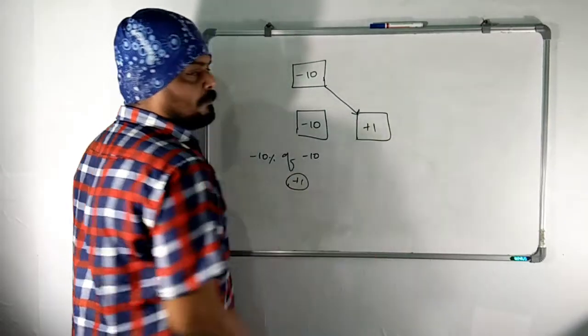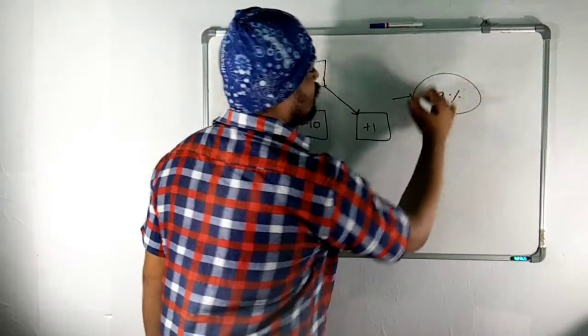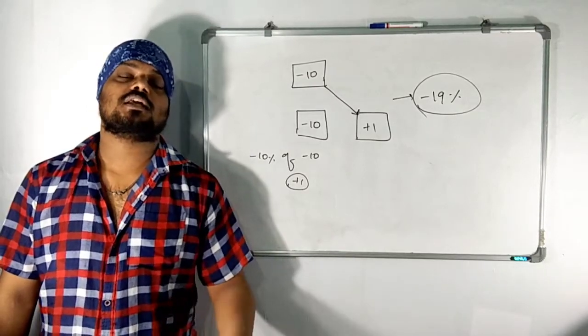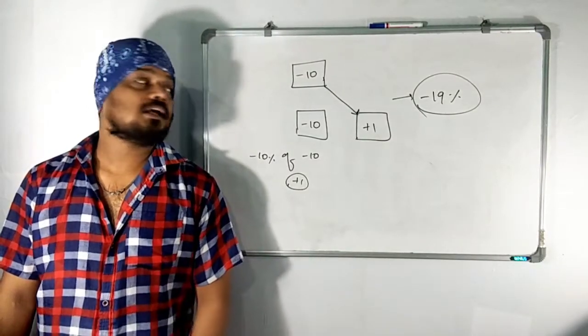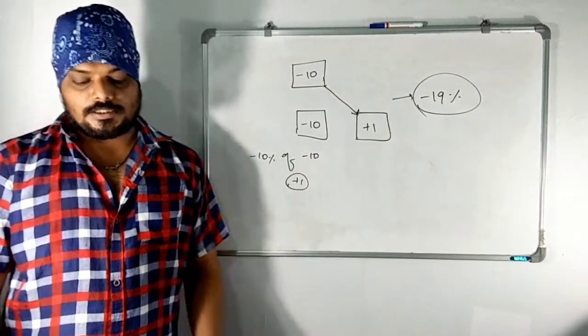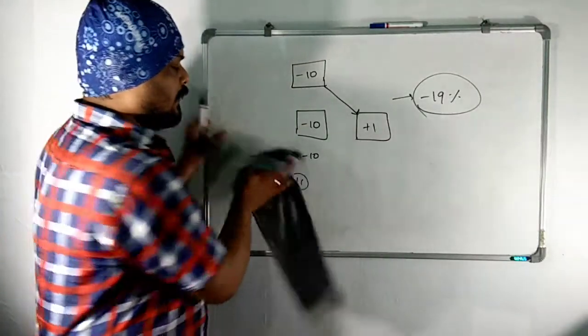So here we will get the plus 1 units, and we get the value of 19 percentage in depreciation. What is the total depreciation value? Here is minus 19 percentage has depreciated after 2 years. In the same way, I have taken another question.